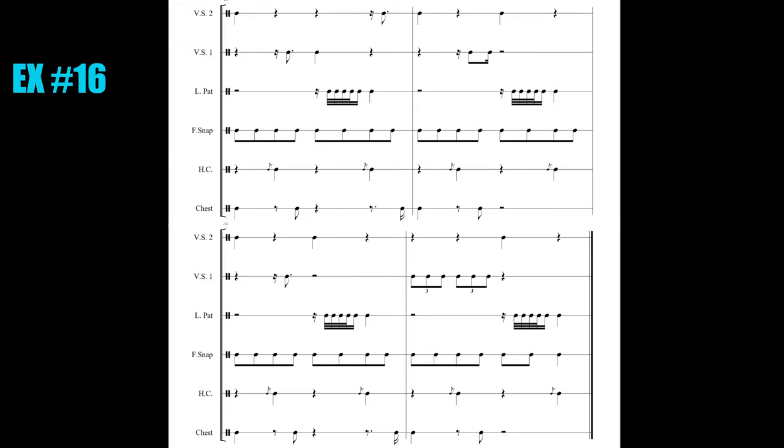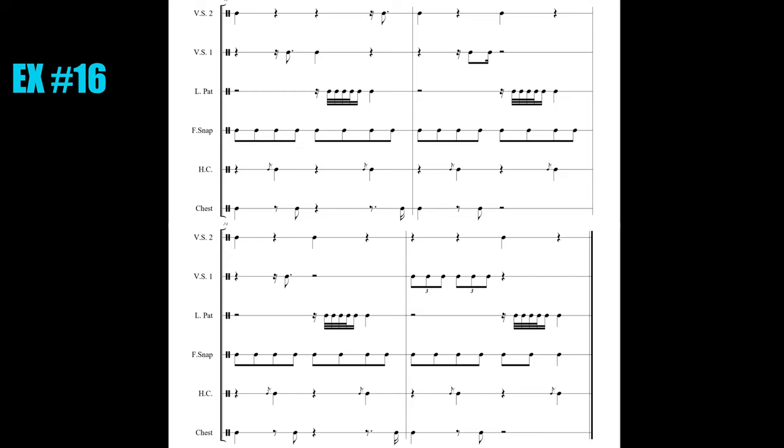Alright, we made it to the last example. Chest rhythm stays the same, claps stay the same, leg pats change to a consistent pattern, and tongue clicks change up as well. For our last sound, I chose another vocal sound. It's a weird one, but a lot of fun. Let's check it out.